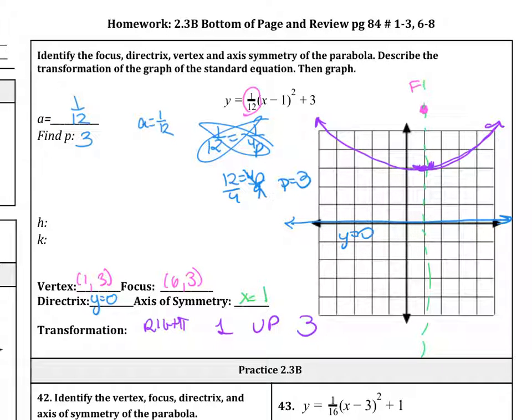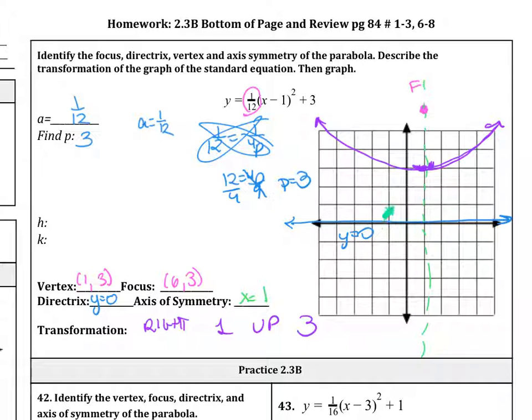Okay, if you tried this out, you would have gotten this graph here, and just sketch it. I know that you can't really sketch 1 over 12 on here, but your A value is 1 over 12. You set that equal to 1 over 4p, and you find that P is 3. So P is 3, and our vertex is at 1, positive 3, so right 1, up 3. So we know that P is 3, so I go up 3, and there's my focus.